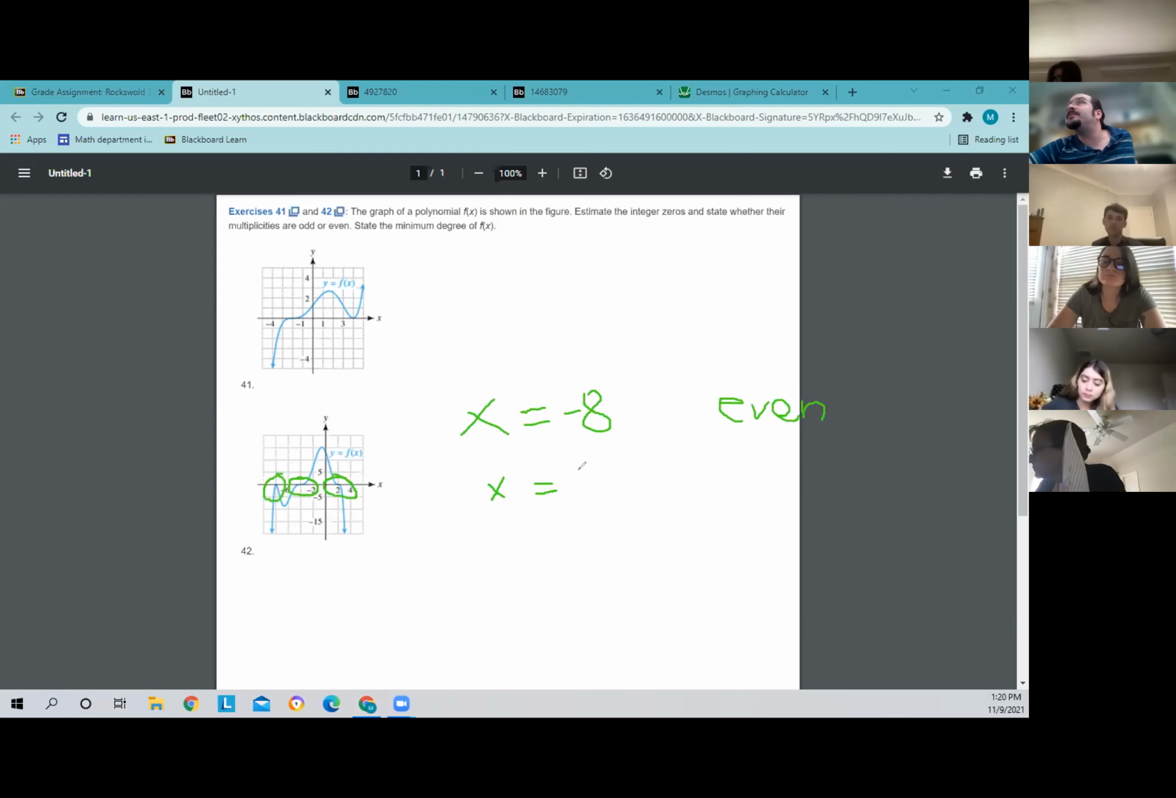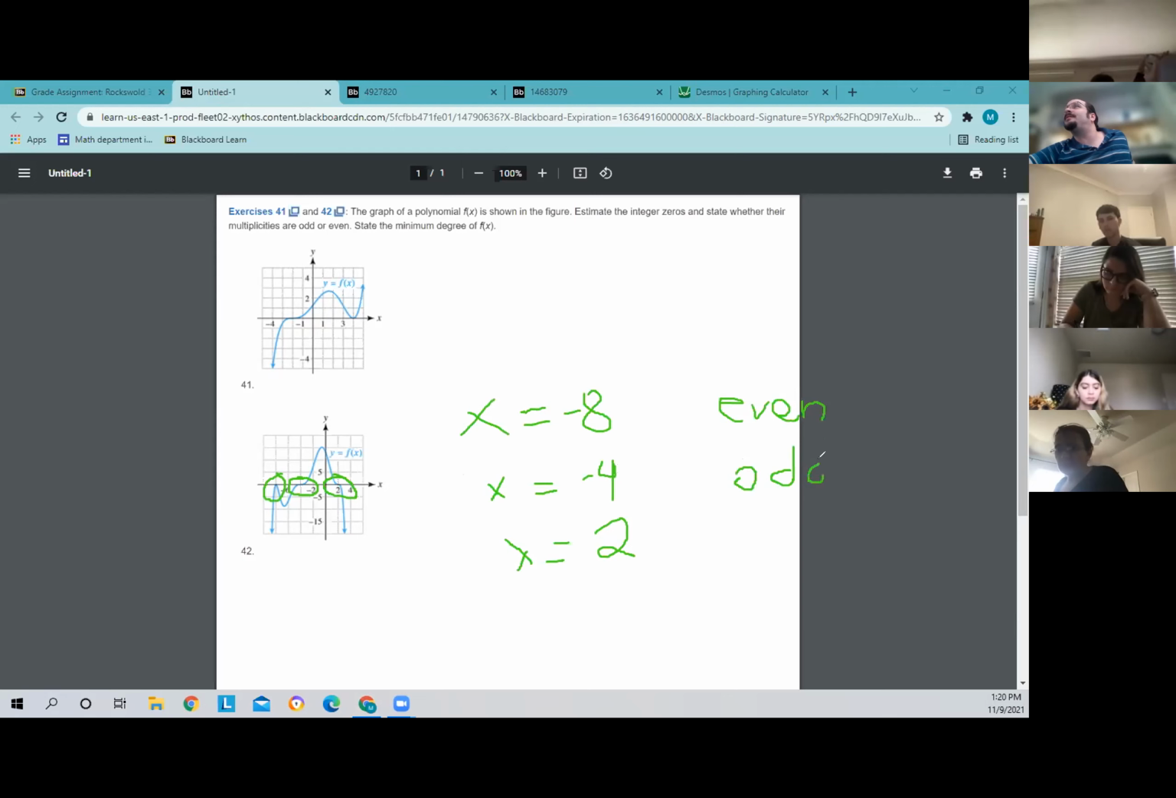Just to kind of drill home the point, I think that's at a -4. And the other one is at what? 2. So we get a -8, we get a -4, and a 2 are our zeros. This one is even because it hits and bounces. This one's got a little saddle point. We're going to call it odd. This one's got a little saddle point. We're going to call it odd.